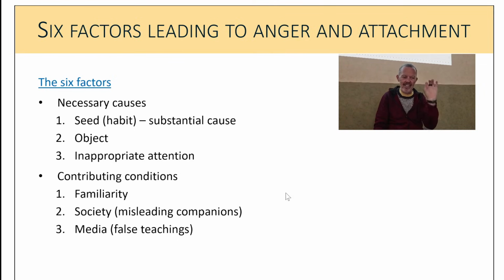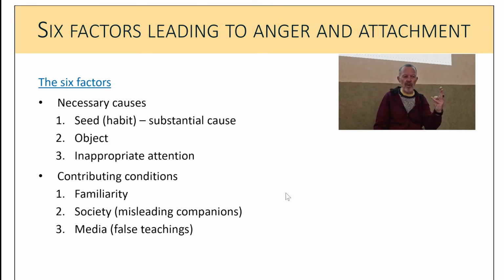The second necessary cause, there must be an object. Without an object, anger and attachment can't arise. That object, of course, can be external or internal, and often we're not really aware of the object. Anger arises and we go, what's happening? The object's there appearing, but we're not aware of it, but it's there. So we need an object.